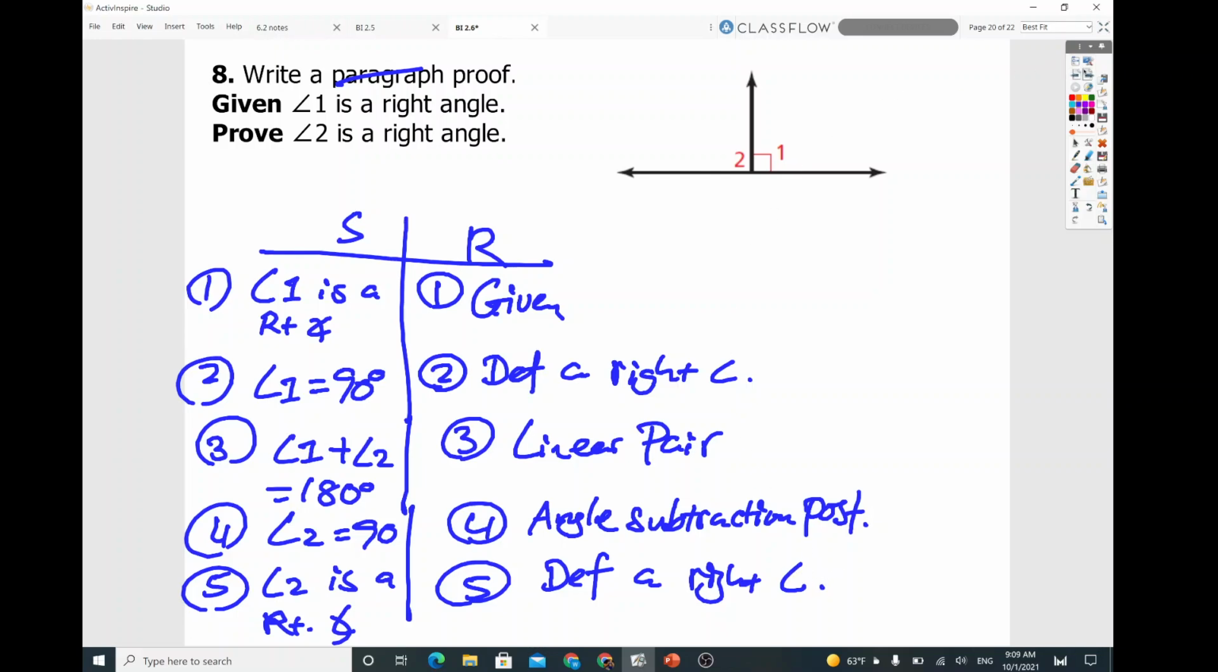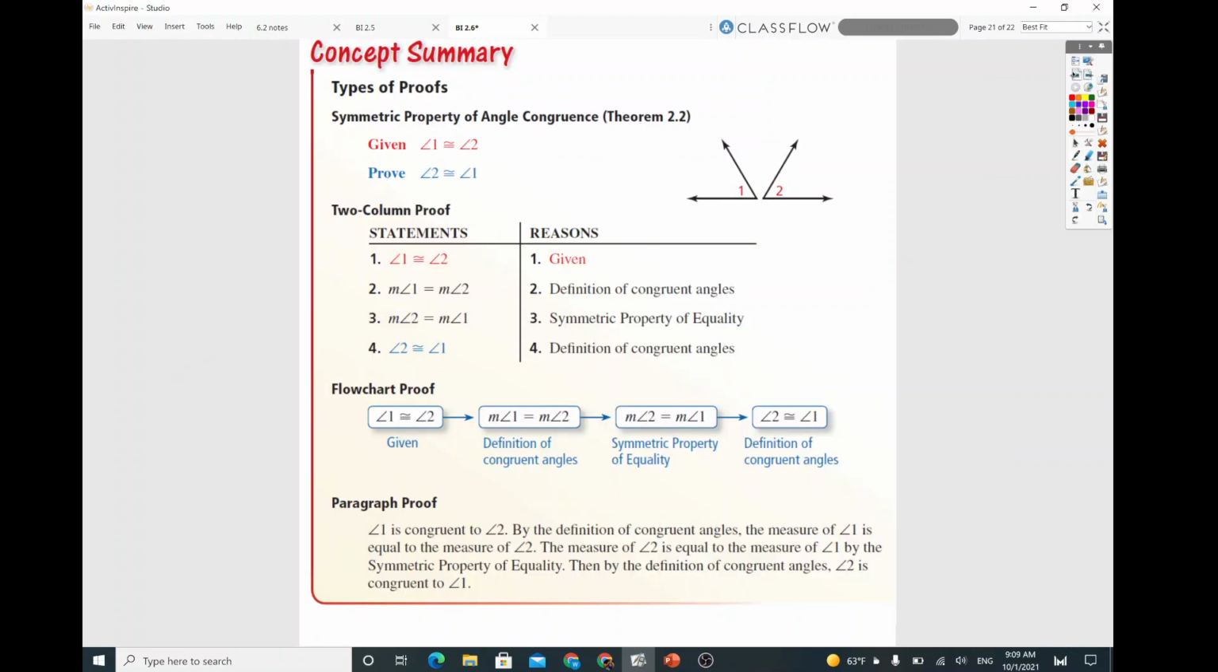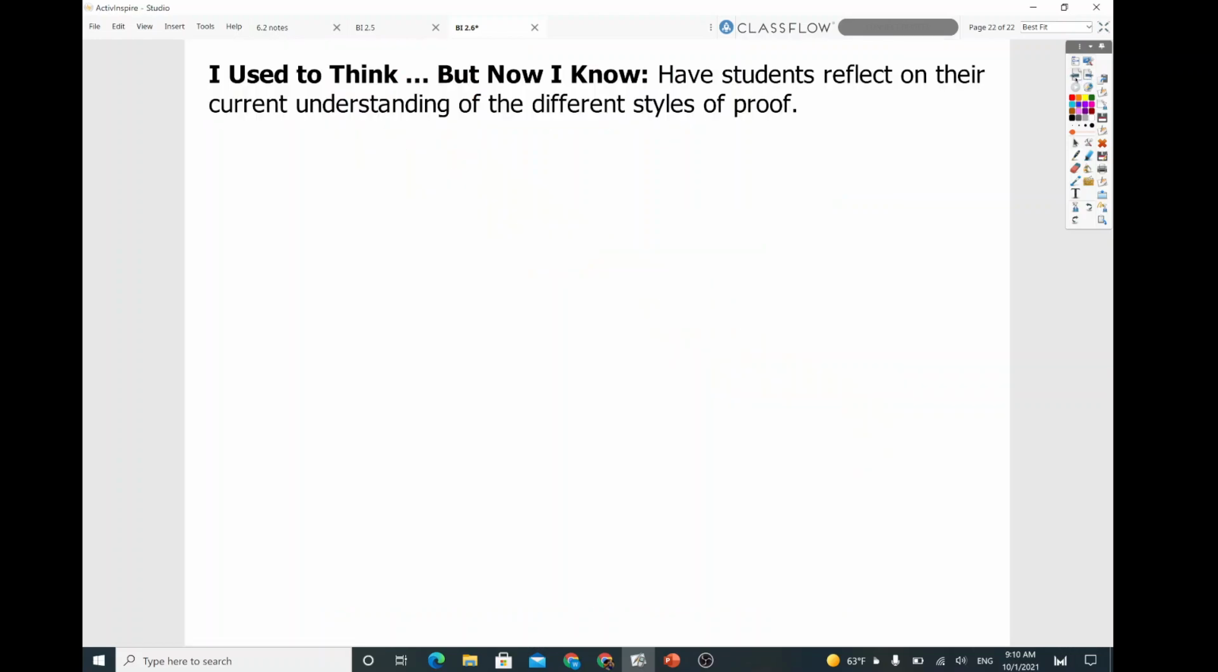Alright, now let's see what else. Here's more proof, finding the statements and reasons with angle 1 congruent to angle 2. You want to show that angle 2 is the same as angle 1. Given, definition of congruent angles, symmetric property so you can swap them, and then using the definition of congruent angles again. Pretty basic. Make sure that you refresh with what you just did.